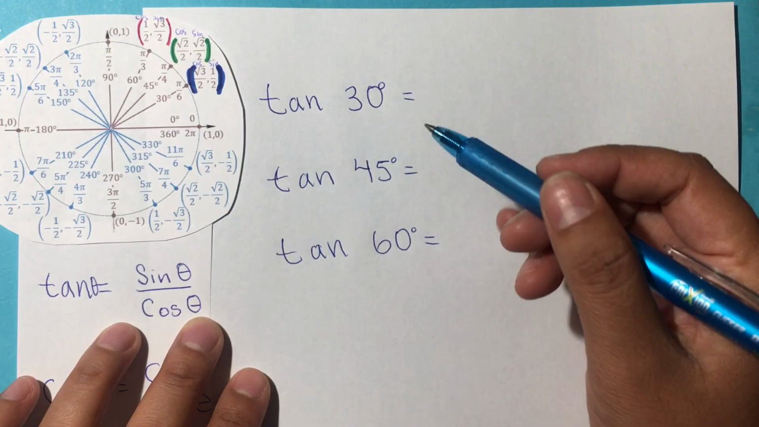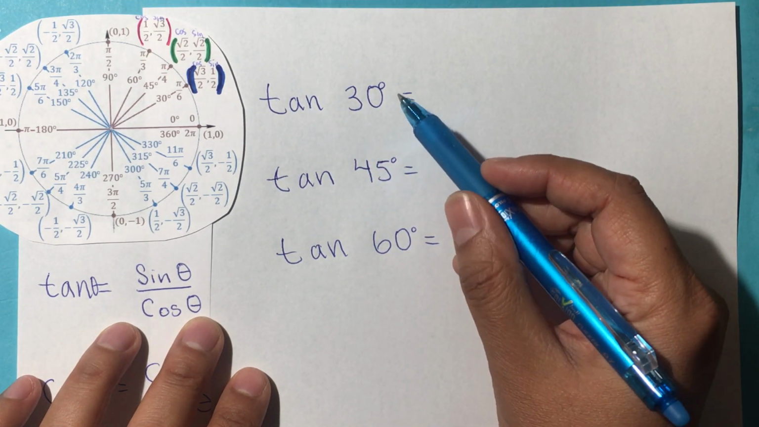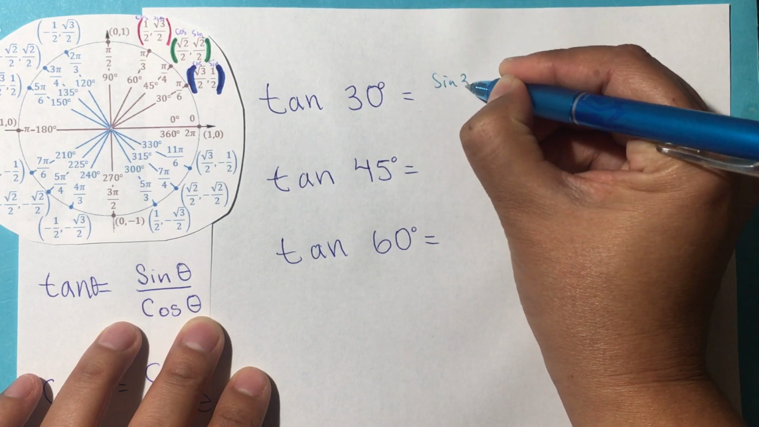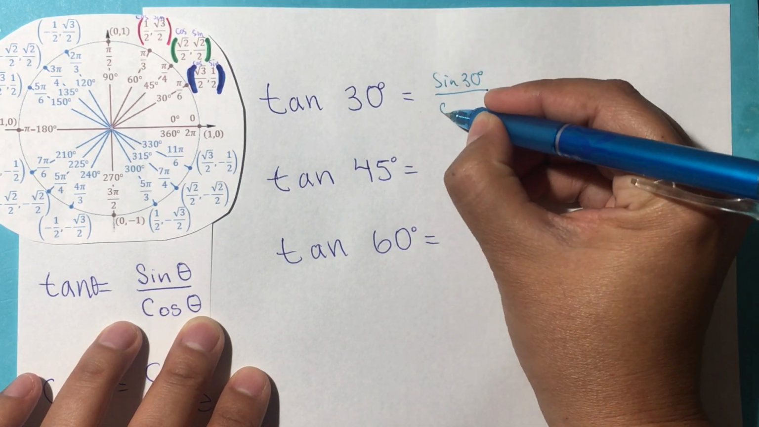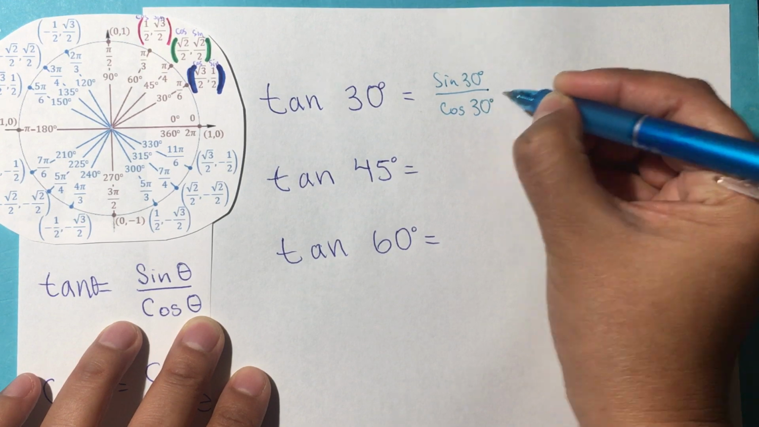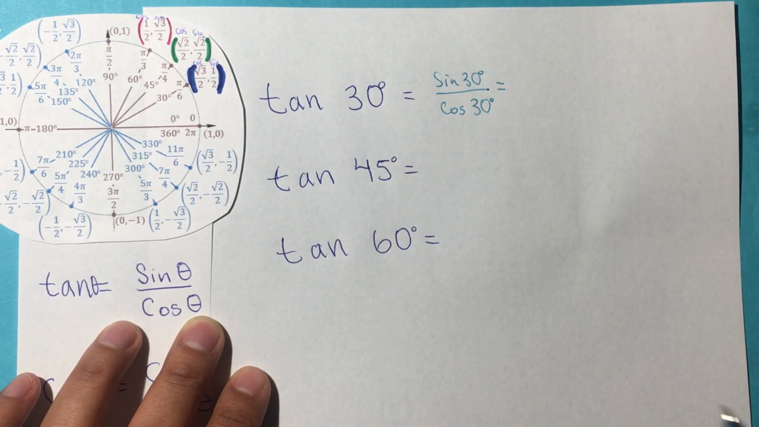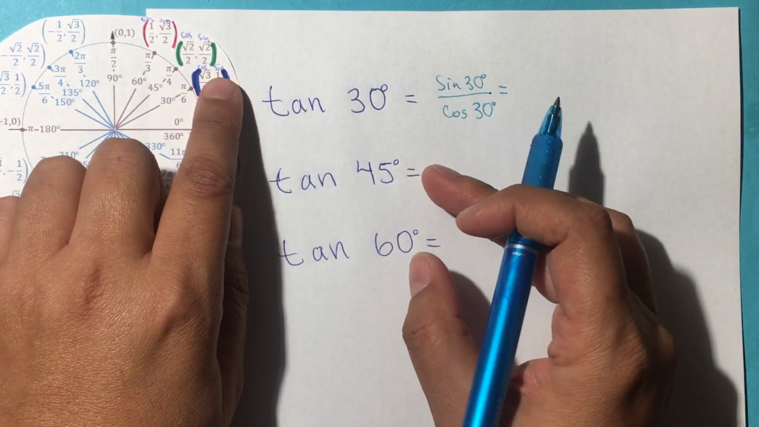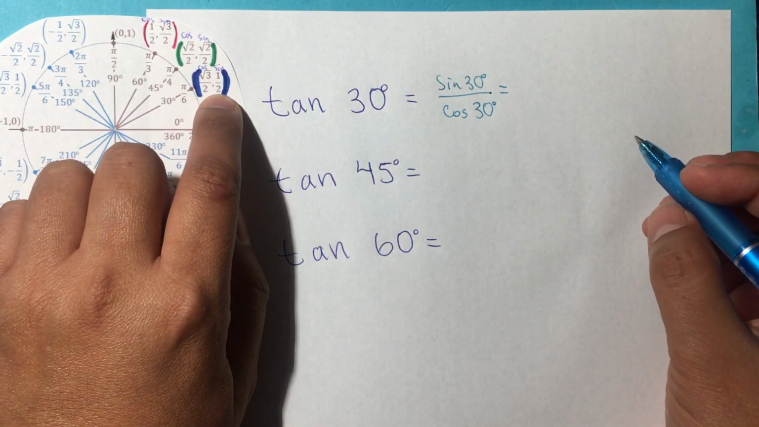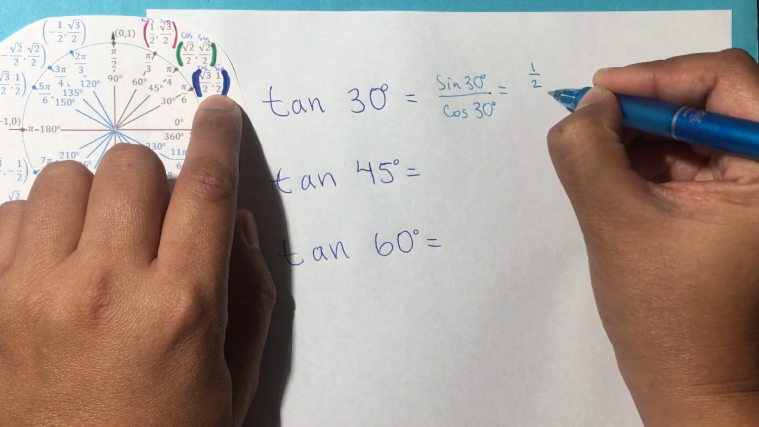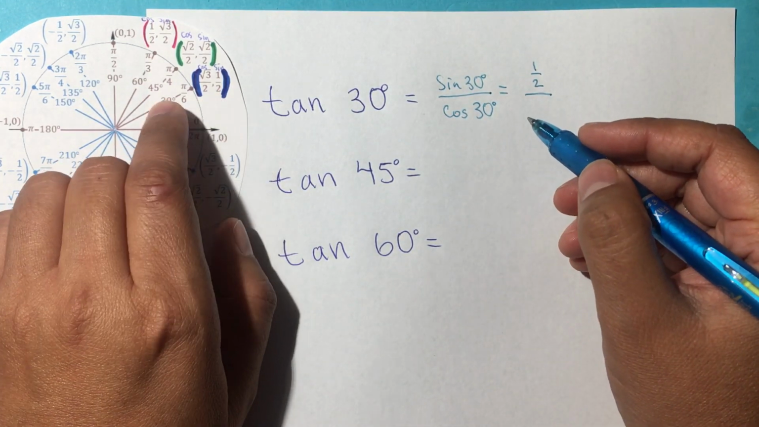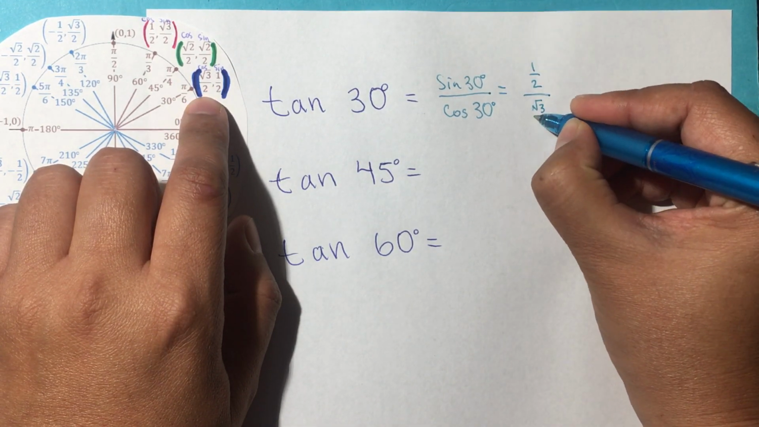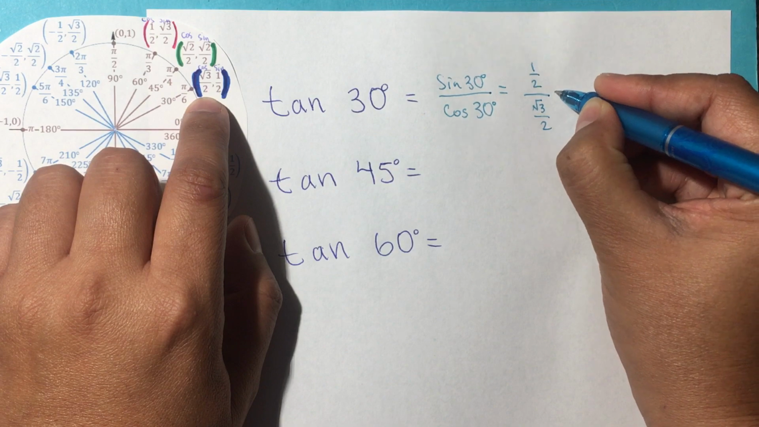All the fun. First one says find tangent of 30 degrees. Tangent of 30 degrees means sine of 30 degrees over cosine of 30 degrees. And so if we go to the 30-degree angle, the sine, if you recall, is going to be your y value, which is 1/2, divided by the cosine of 30, which is the x value, and so that will be square root of 3 over 2.